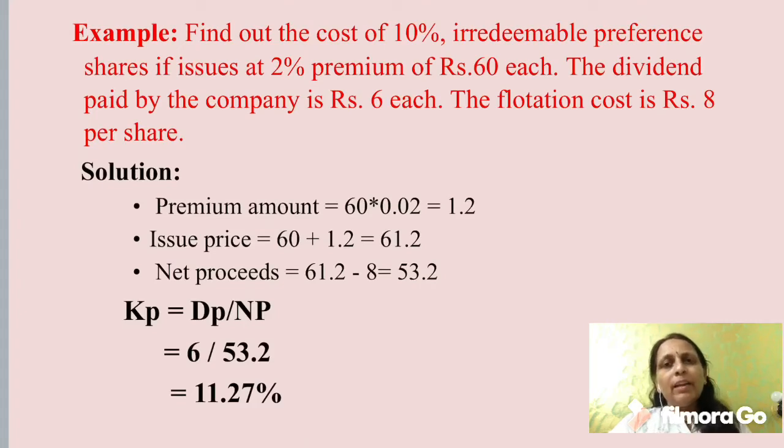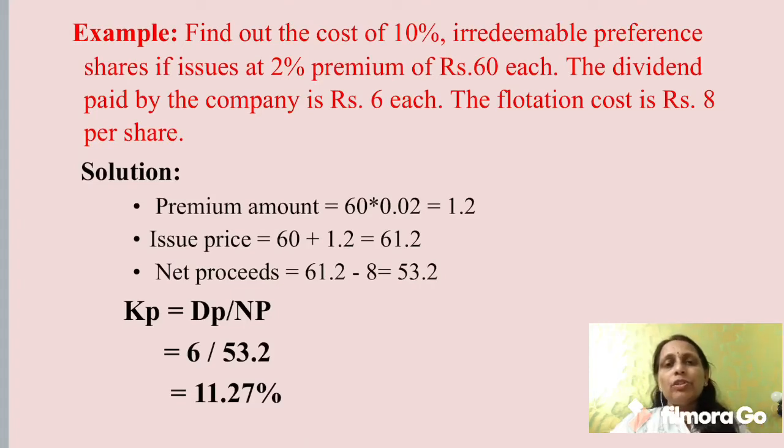Now, why can a company get more than its face value? Because maybe the intrinsic value is more, or the company's fundamentals are very strong, goodwill is very strong. So, the company can get premium over its face value also at the time of issuance. 10% is the dividend rate, which is also given as rupees 6, which is 10% of rupees 60.